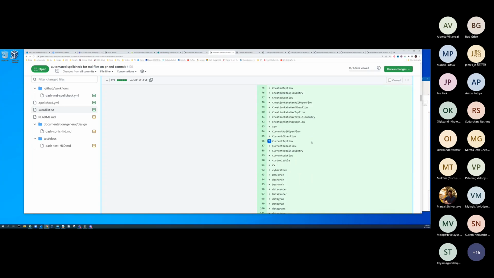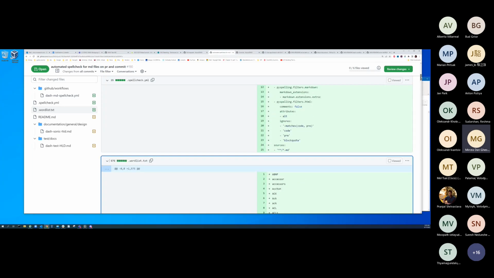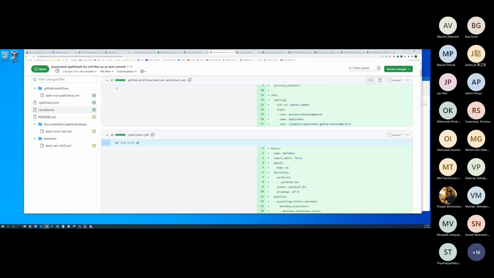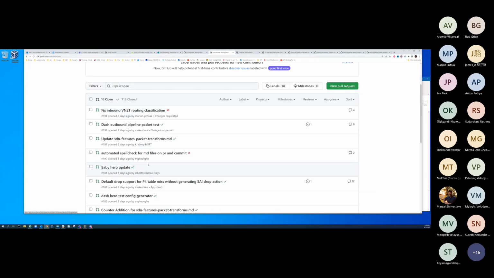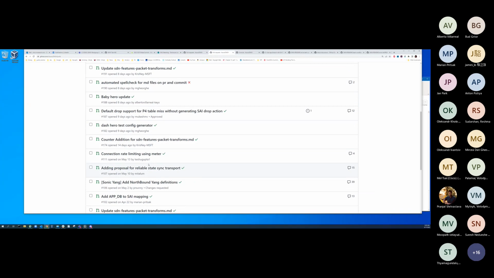Right. And so the implication of this is if we enable this, then anyone who writes a README is going to be pestered by spell check failure until you add the word to the dictionary, or you fix the spell check error. Yeah. The good news is we fixed about 400 or 600 errors. There were a lot of misspellings, most of mine because I wrote so many documents. So this is a good one.